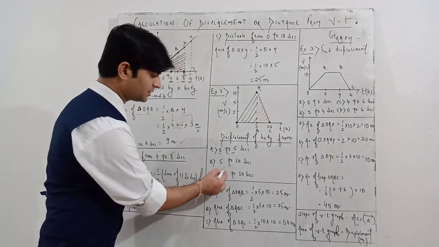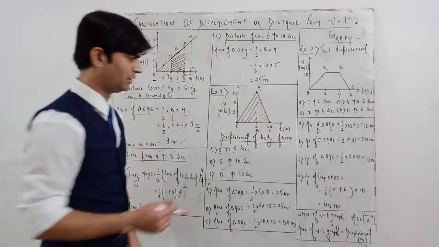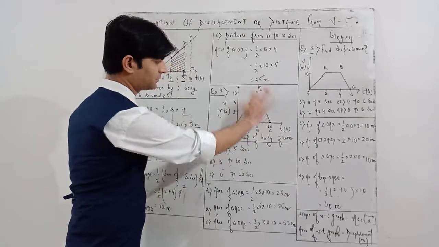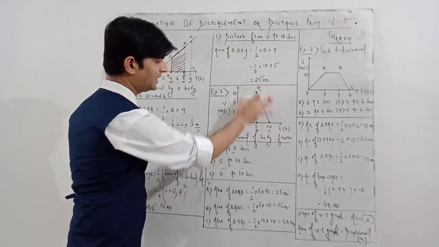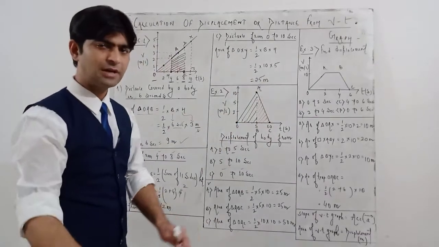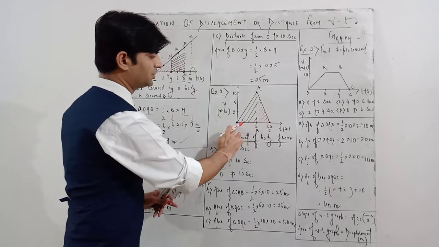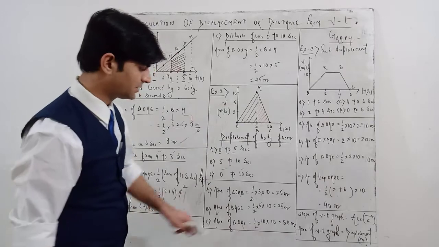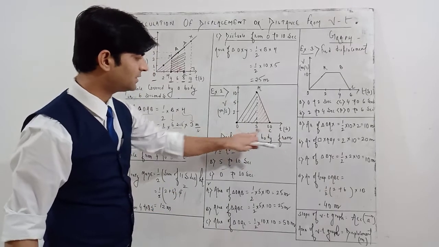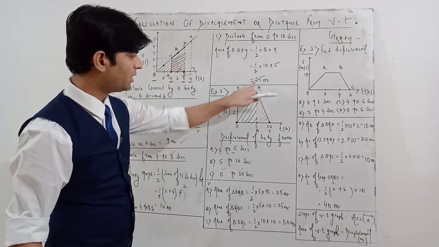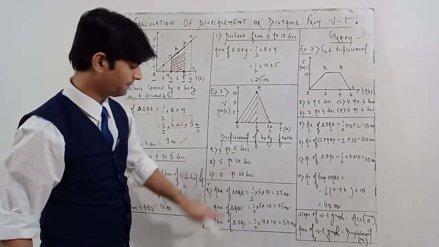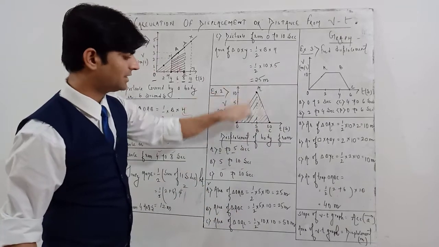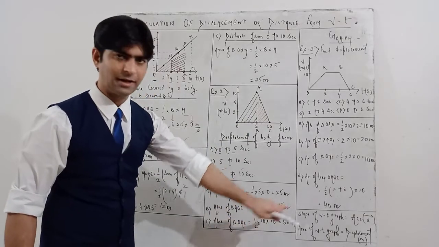Now the last part is 0 to 10 seconds. For 0 to 10 seconds, this complete graph, complete triangle, you have to calculate the area of the entire triangle. So the area under the complete graph, 0 to 10 seconds, is the area of triangle OAC. Half of 10 is the base and height is also 10. So 10 into 10, 100 divided by 2, 50 meters.